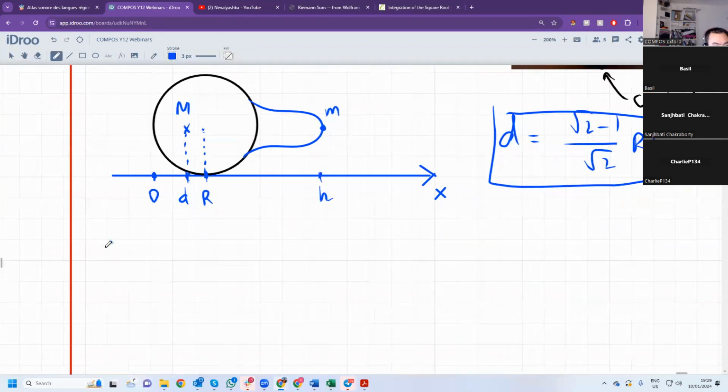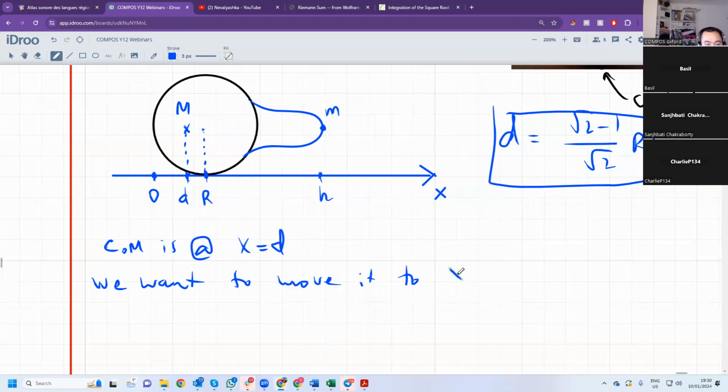So the current center of mass is at x equals D. We want to move it to x equals R. So we want to add some blue tack to the top in order for the center of mass to move from this position to the new position here. Because then the center of mass is above the point of contact and it will topple over from any position.